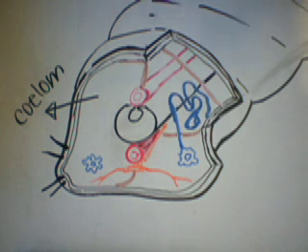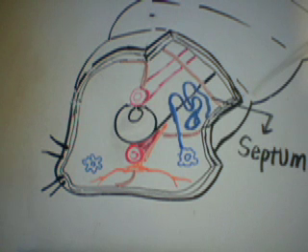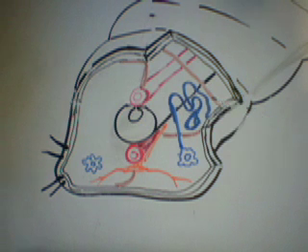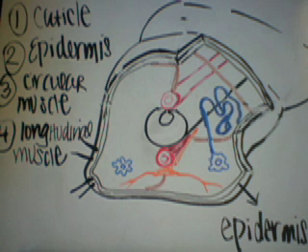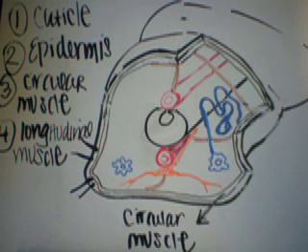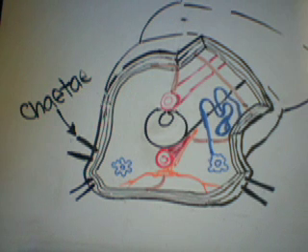Coeloms are body cavities. Septa are the partitions between segments. The outside is covered by a cuticle with an epidermis underneath it. Circular muscle and longitudinal muscle are coordinated in contraction to move the worm along. Chaetae are bristles that provide traction for burrowing.